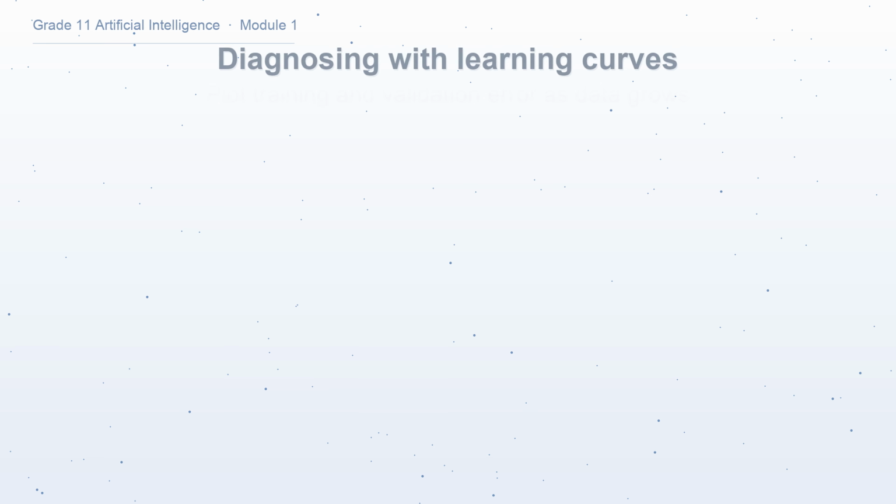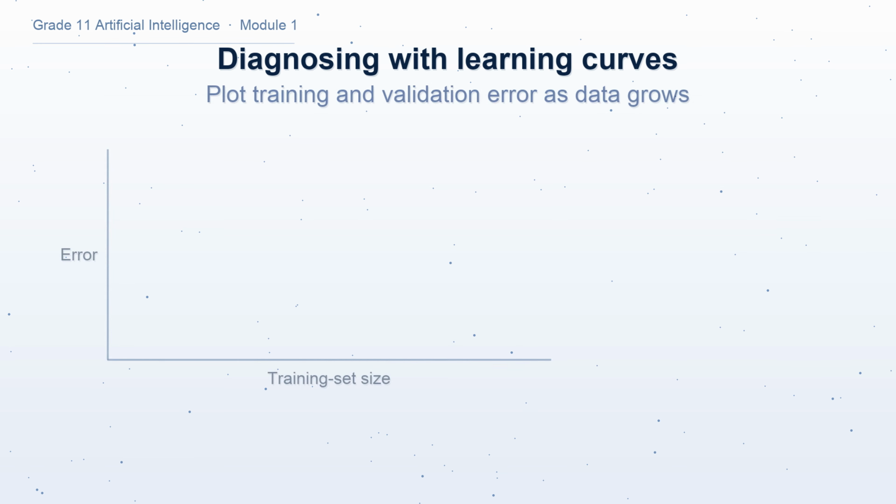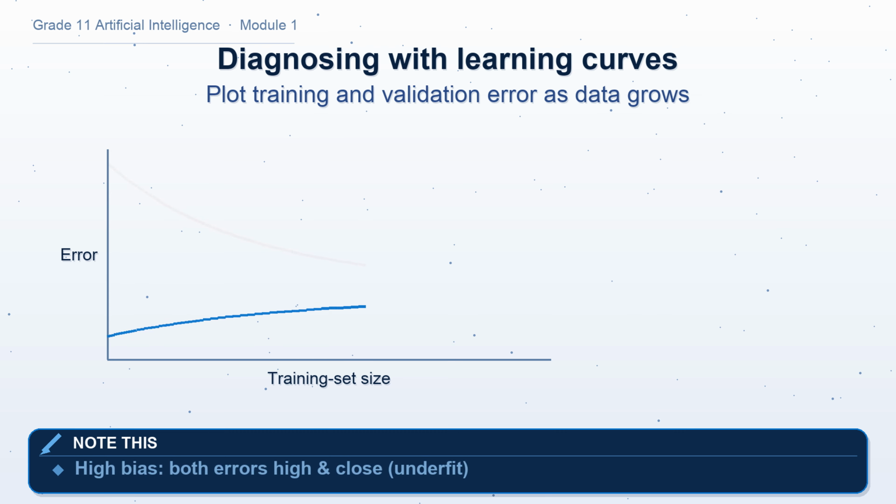How do we tell in practice whether bias or variance is the problem? We plot a learning curve. On the horizontal axis is the amount of training data. On the vertical axis is the error. The blue curve is the error on the training set, and the red curve is the error on validation data.